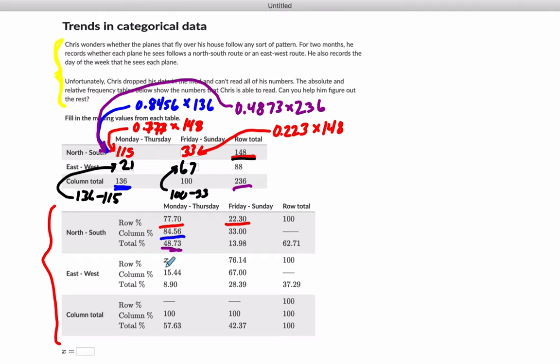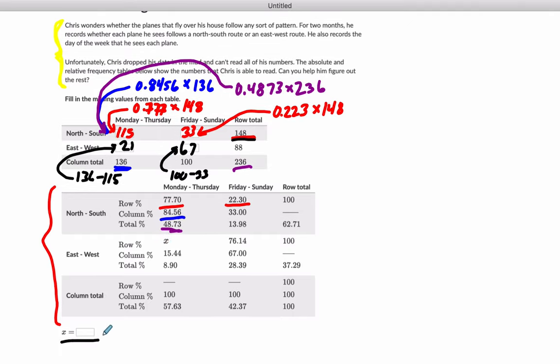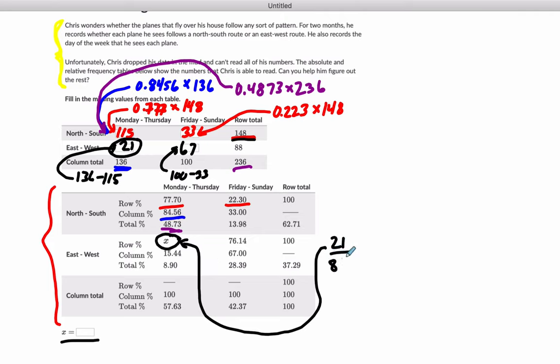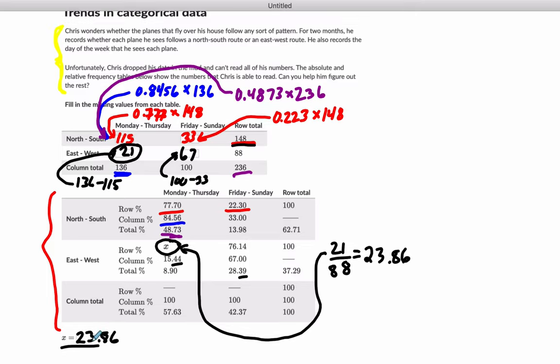Now, they also ask you to find X. They want to know the row percentage of this number. In other words, what percent is 21 out of 88? That's what they're asking you to find, the row percentage for that number. So 21 over 88, and I rounded that to the nearest hundredth because all of these decimals seem to be rounded that way. So it's 23.86, and that's the number that goes here, 23.86. I don't believe I entered the percent signs in these problems. All right, so I hope this helps.